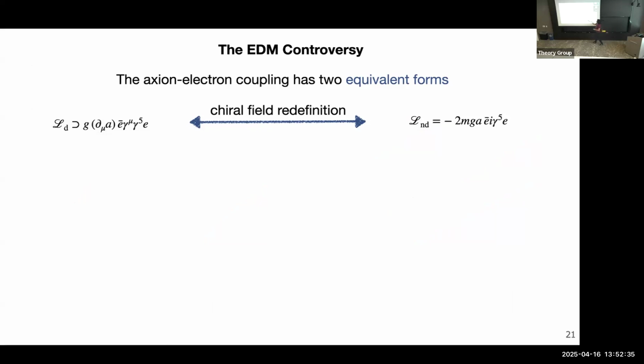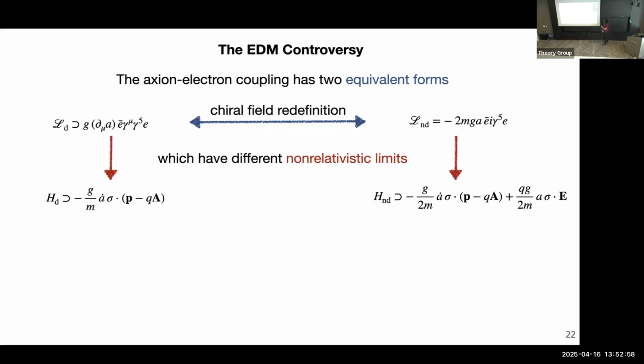If you start with the derivative coupling, which is the one we want because it makes manifest that the effects depend on the axion derivative, you can apply a chiral field redefinition to put it back into this form. This form has just the axion field, no derivatives on it, times ē iγ5 e. This has been known for a very, very long time, and in the end they give you equivalent physics because it's just a field redefinition.